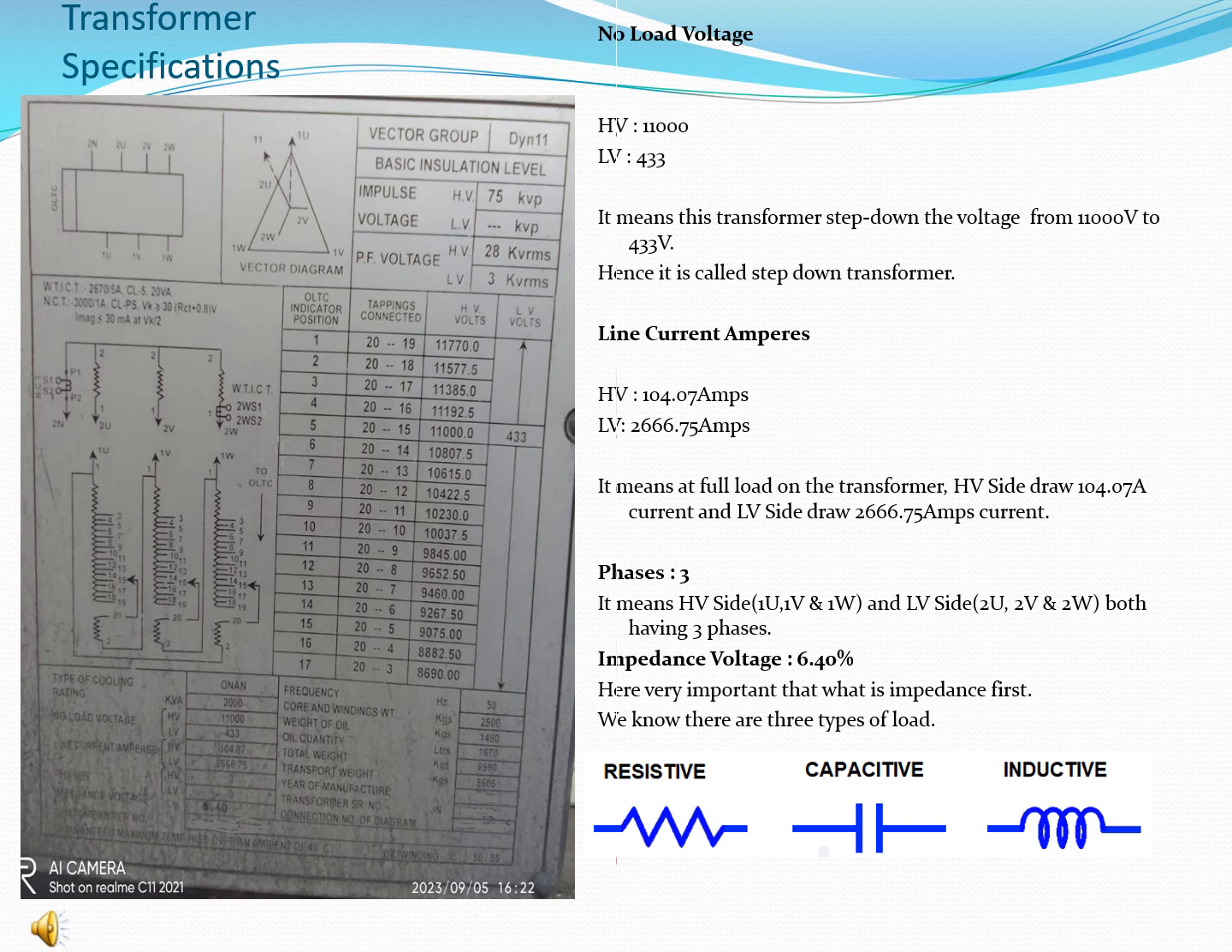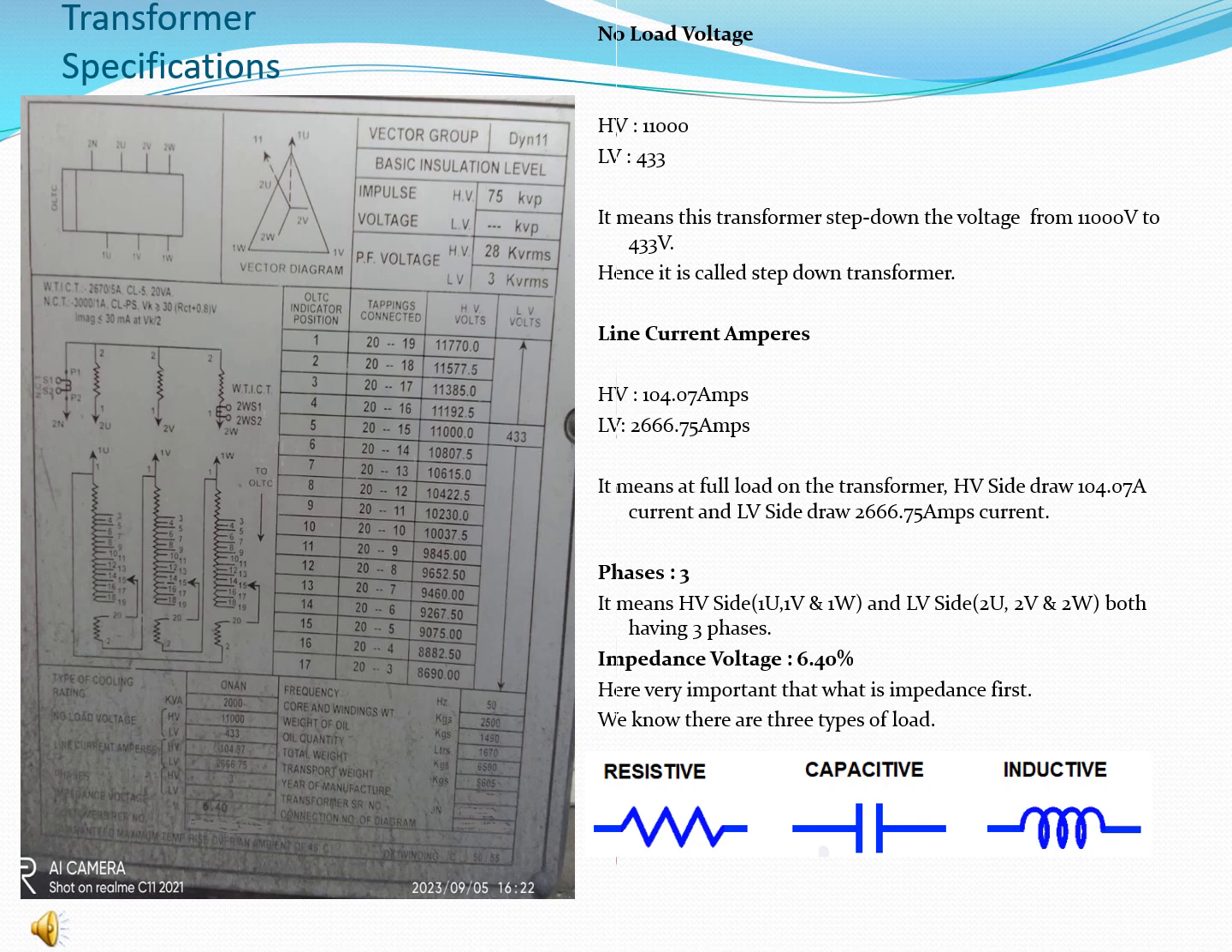Now the next section is voltage ratio. The voltage ratio of the transformer mentioned in the nameplate is 11 kV by 433 volts, which means the HV side voltage is 11 kV and the LV side voltage is 433 volts. By knowing this voltage ratio, we can understand this transformer is a step down transformer, because it transfers voltage from 11 kV to 433 volts.